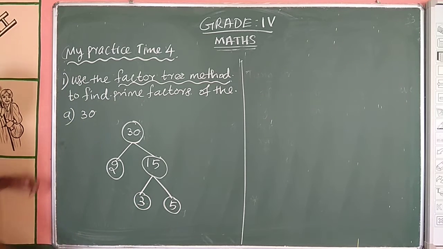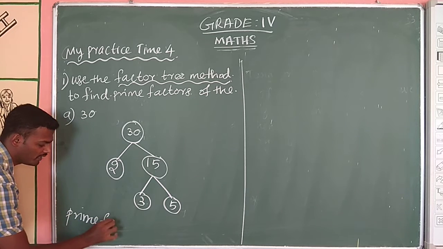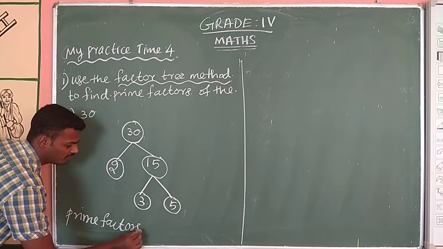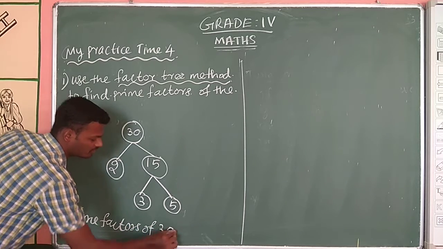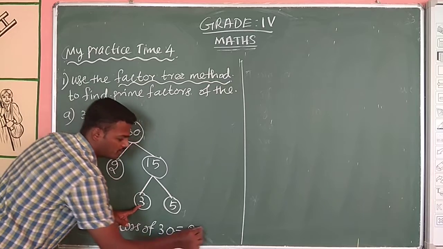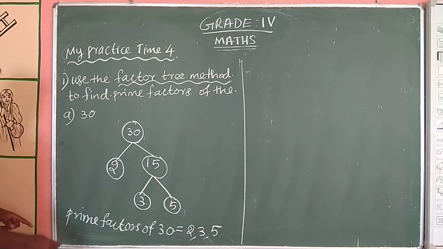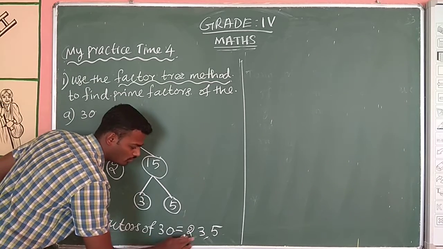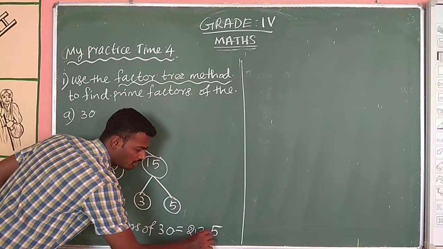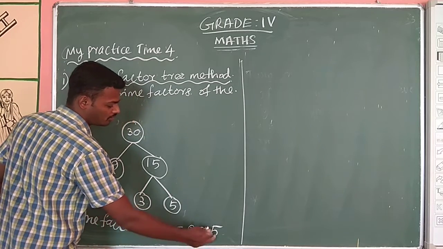So that's all. Next, we write the prime factors of 30. The first prime number is 2, the second prime number is 3, and the last prime number is 5. So prime factors of 30 is equal to 2 into 3 into 5.